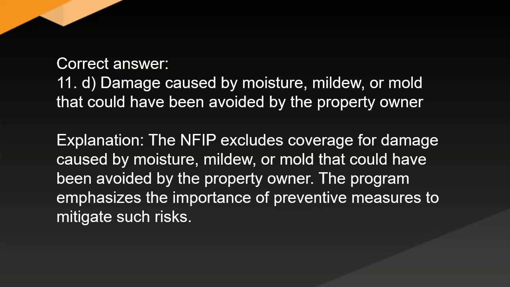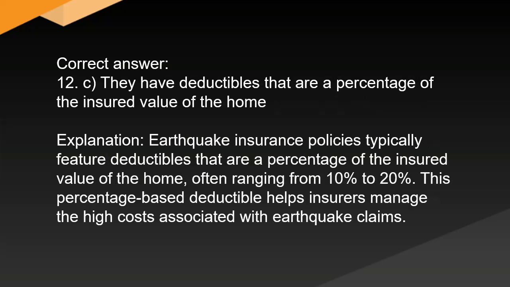Correct answer. D. Damage caused by moisture, mildew, or mold that could have been avoided by the property owner. Explanation. The NFIP excludes coverage for damage caused by moisture, mildew, or mold that could have been avoided by the property owner. The program emphasizes the importance of preventive measures to mitigate such risks.